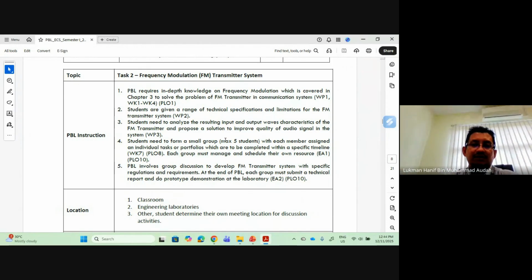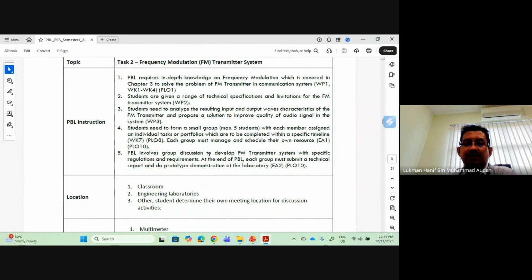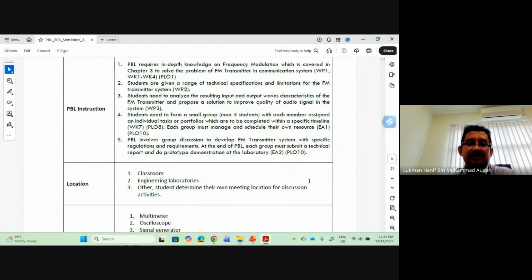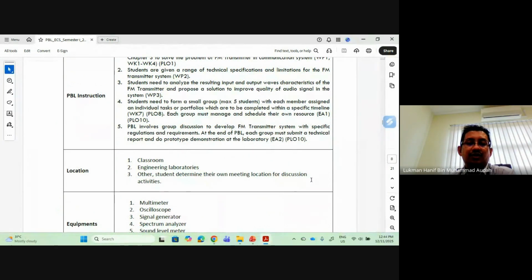Students need to form a small group, which you have already done. These PBL project activities involve discussion to develop the FM transmitter system. For the location, you can work in the classroom, in the laboratories, and other places. I suggest you focus on the laboratories. You can go to the project lab at C10.